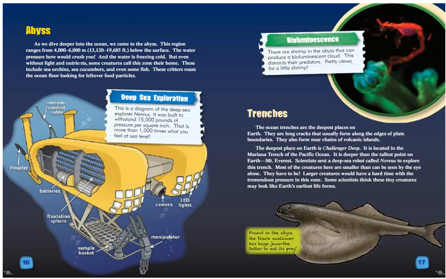But even without light and nutrients, some creatures call this zone their home. These include sea urchins, sea cucumbers, and even some fish. These critters roam the ocean floor looking for leftover food particles.